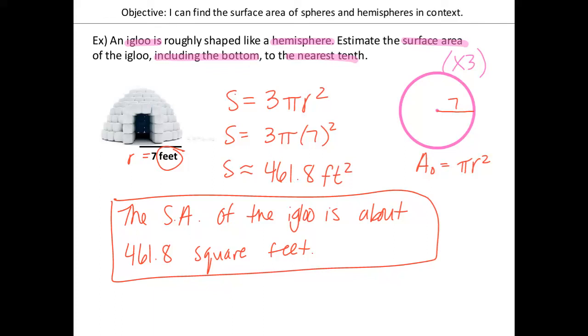Okay, so those are our 2 shapes for today, a sphere and a hemisphere. And then sometimes it tells you to multiply by a specific value. Like the previous one, we're looking for 7 beach balls, so at the end multiply by 7. In this case, we were only finding it for 1 igloo, so whatever we got was our final answer.